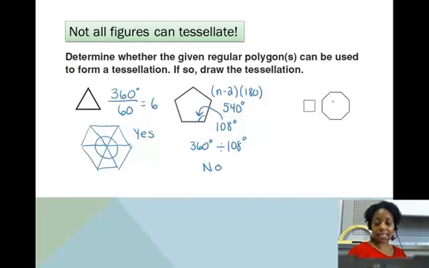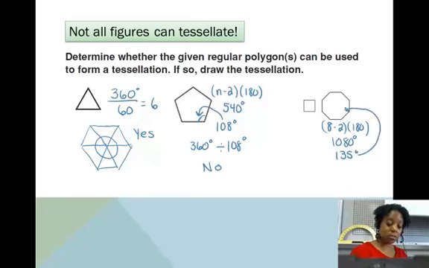Now, will these guys tessellate? Is it possible to put a combination of these angles and these angles together? So this is a 1, 2, 3, 4, 5, 6, 7, 8-sided figure, which is an octagon. So we do 8 minus 2 times 180. So we got 6 times 180, and that is 1080. Divide that by 8. 1080 divided by 8 would be 135. So each angle in there would be 135. And then each angle here would be 90 degrees.